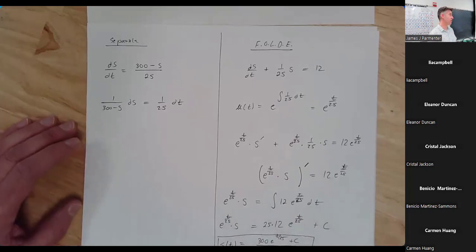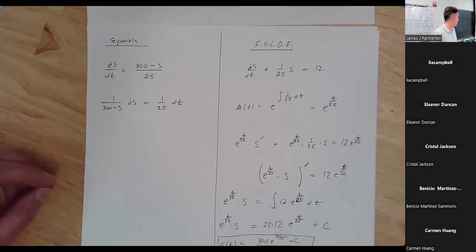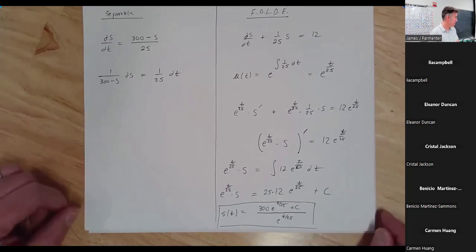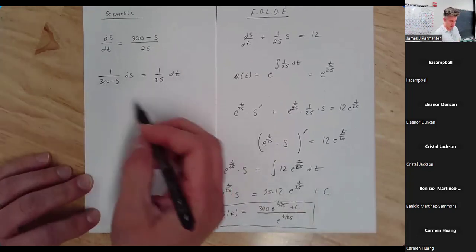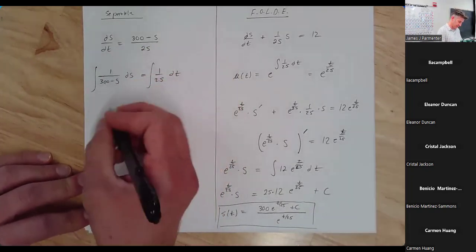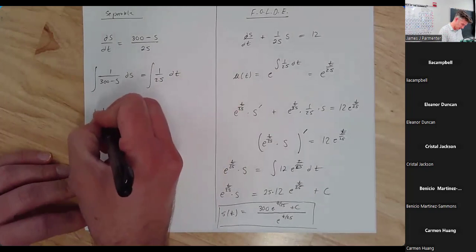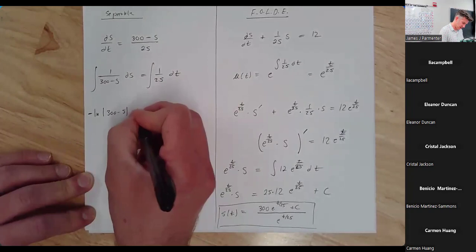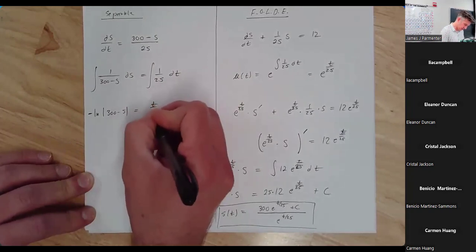And then we could and should use the initial condition to, oh, sorry, you can't quite see that, apologies. We should use the initial condition to solve for c. On the other side of things, if we do it this way, we integrate both sides. The integral of 1 over 300 minus s is the natural log of the absolute value of 300 minus s with a minus sign in front, equal to t over 25 plus c.